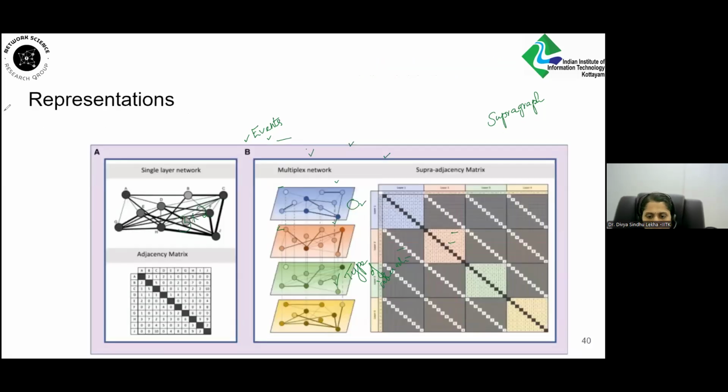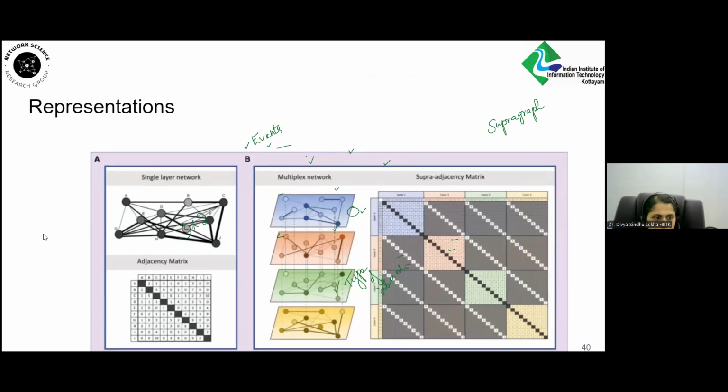So now you are seeing again how you have a supragraph representation. How will we represent it as a matrix so that we could use it for our computational purposes? We know that a graph could be represented as an adjacency matrix, right? You already know how a single layer network, or in fact this graph, we could represent as an adjacency matrix, or an adjacency list, some kind of representation we could use for computational purposes.